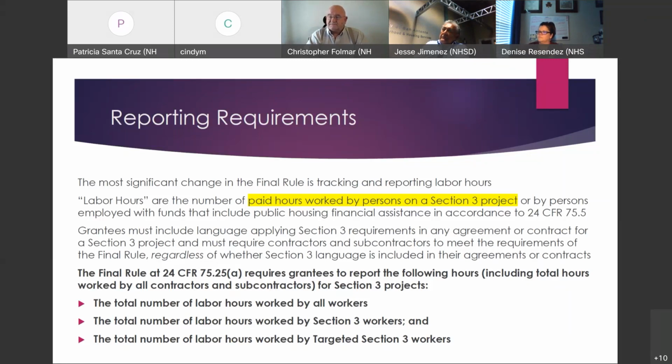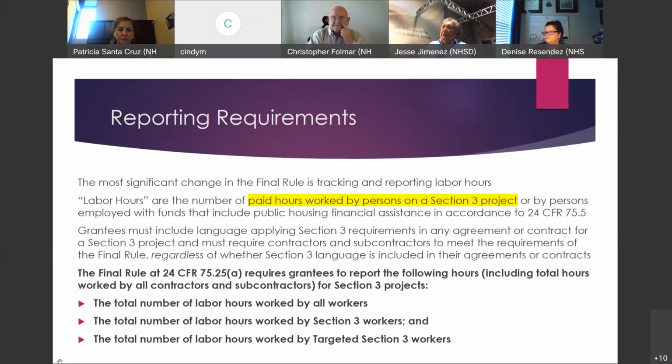That way, Section 3 hours can be included with the developer's monthly report. All labor hours worked on the project must be tracked and reported. Qualifying Section 3 labor hours must be separate from total hours so that the Section 3 percentages can be calculated. So when you turn in your hours, the form is set up for this: it gives you a spot to put in total hours and then a spot to put in qualified Section 3 hours. And we'll go over that a little deeper in the next slide or two. Next slide, please.